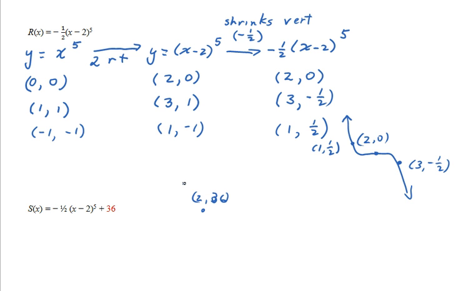We're going to have (1, 36.5), which is 73/2. And we're going to have (3, 71/2). Because the whole curve from the previous example is now moved up 36.